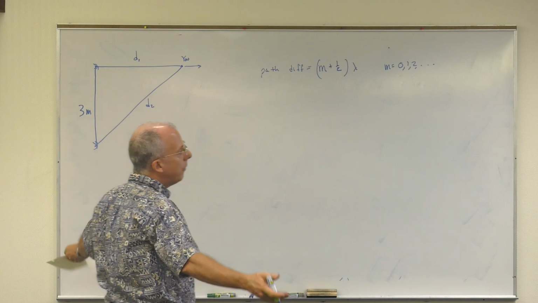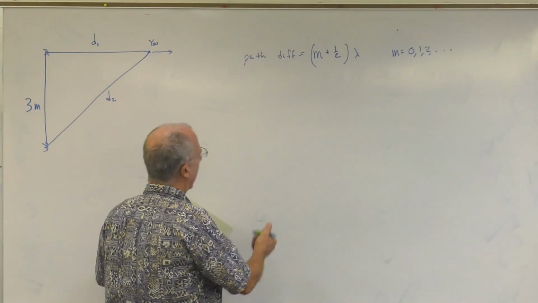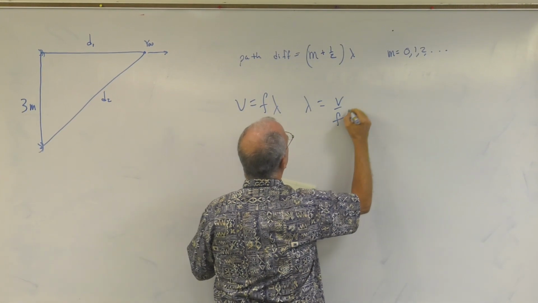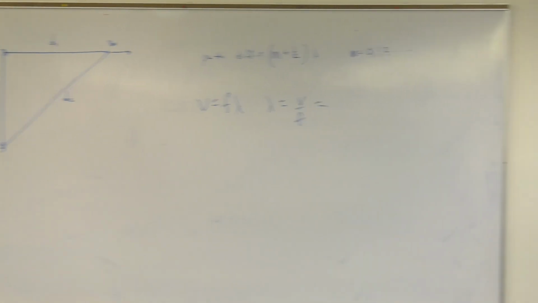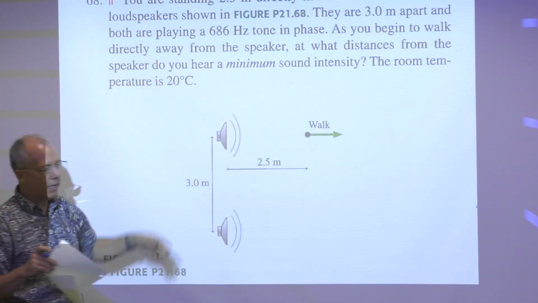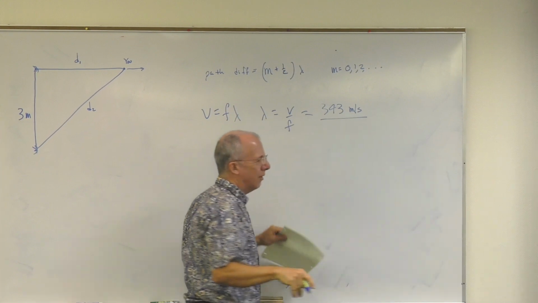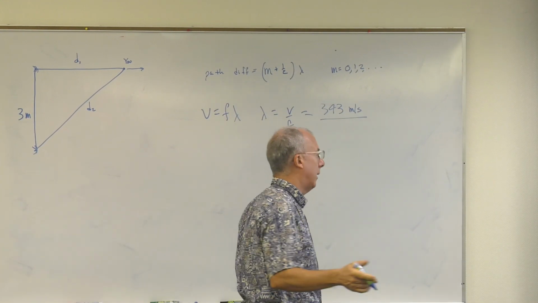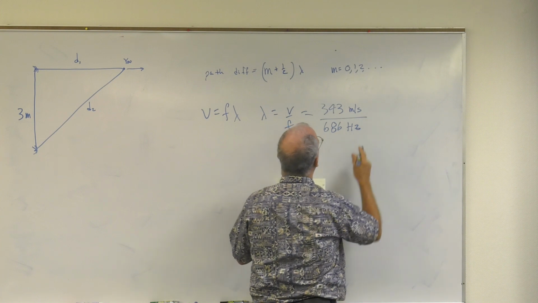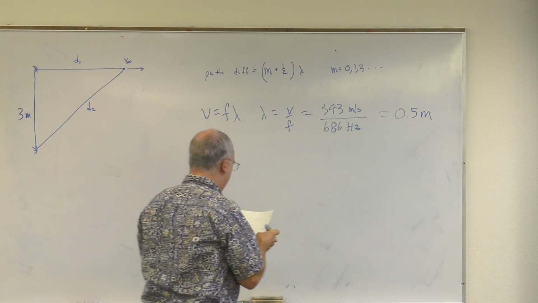First of all, we don't even know what the wavelength is. All we know is the frequency. So what do you always do for waves? Lambda equals v over f. Why did they tell us that the temperature is 20 C? Because the speed of sound depends on temperature, so you have to look it up in the book. At 20 C, the speed of sound is 343 meters per second, just like the standard average speed of sound. The frequency is 686. Aren't these guys nice? 343, 686. Woohoo! Half. So the wavelength is half a meter.